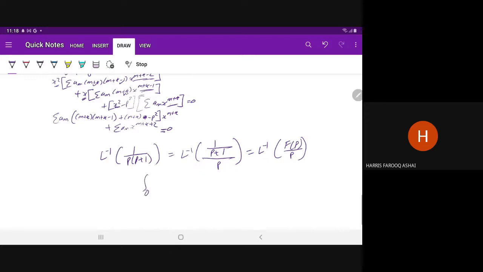Its answer is integral 0 to x of f(x) dx. And f(x) here is the L inverse of 1 upon (p plus 1), which is e to power minus x. So integral 0 to x of e to power minus x dx, and its integration is 1 minus e to power minus x.